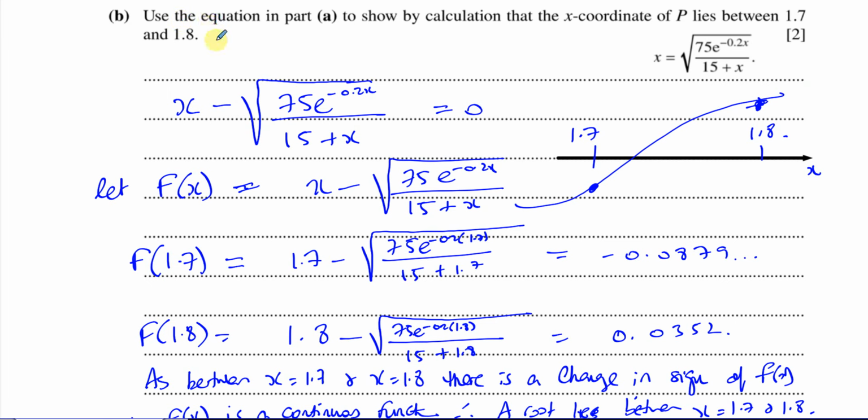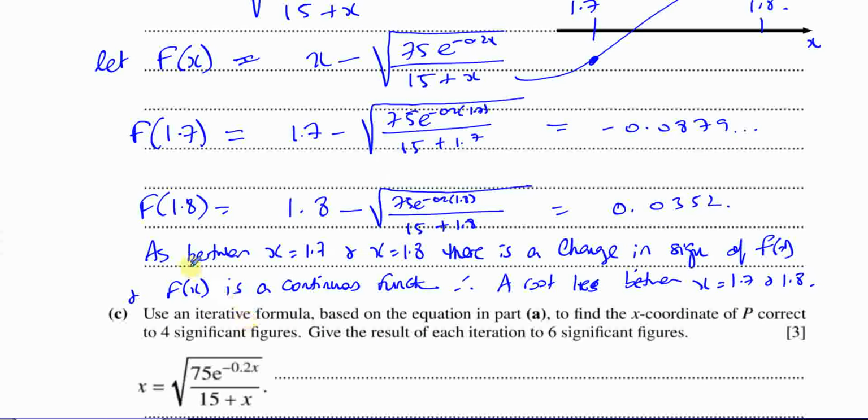So that's part B. Okay, so that statement, you don't just leave it written like this. You must mention some sort of statement. You have to write something down about there being a change in sign between these two values of the output of f of x, and it's a continuous function, so therefore a root must lie between them.